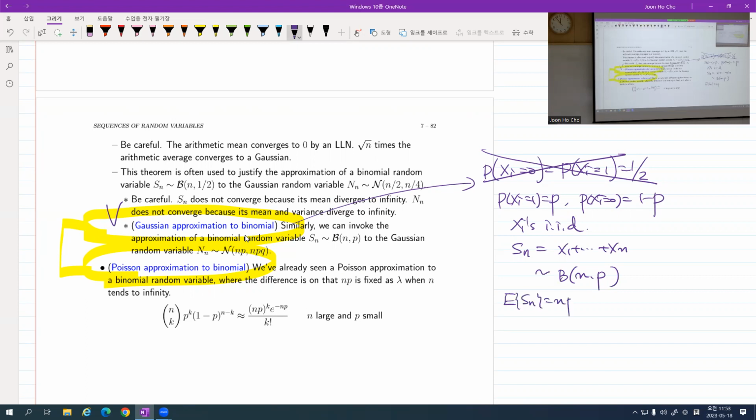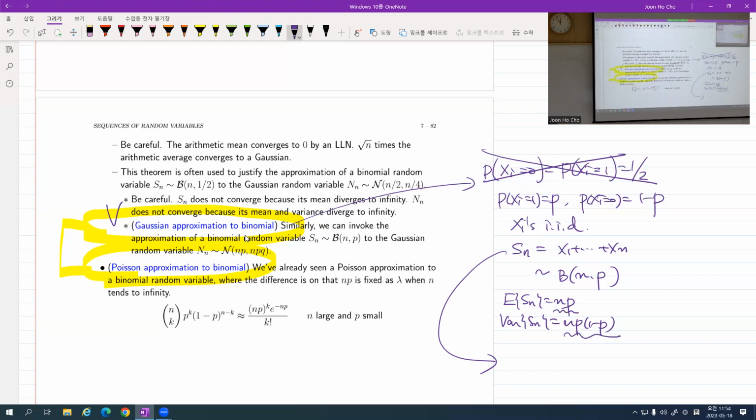What is the variance of S sub n? np(1 minus p), or npq if you want to define 1 minus p as q, right? And the Gaussian approximation to binomial means that this random variable S sub n is very close to the Gaussian random variable with mean something and variance something. What would be that Gaussian random variable? Of course, mean np and variance this one.